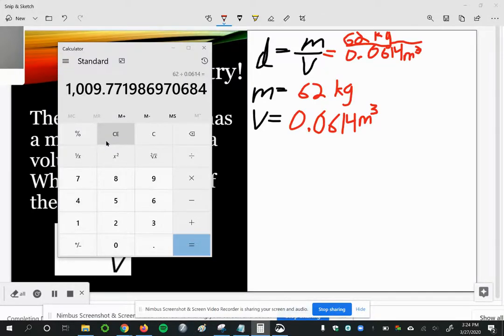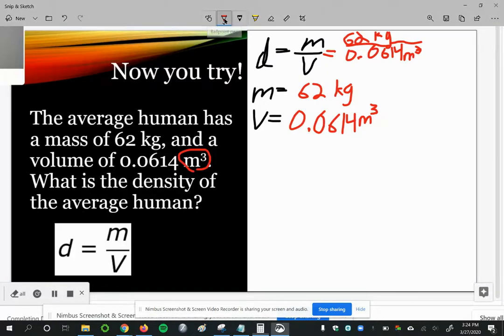0.0614 cubic meters. Look at something like 1,009 point whatever. Okay, so I'm going to round that up to 1,010. And actually, I can just call it 1,000, really. Why am I rounding up like that? Why don't I keep all the digits? Again, stay tuned for that.